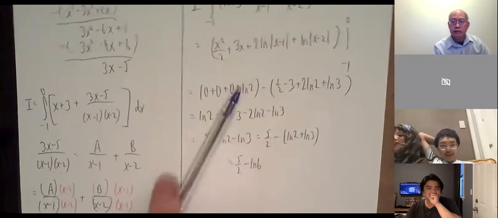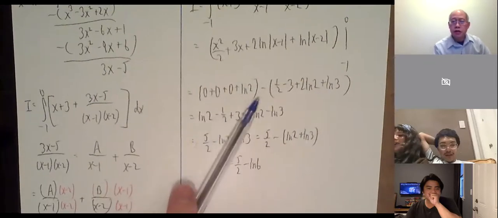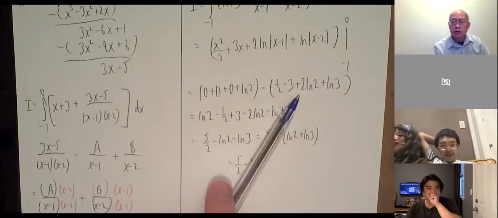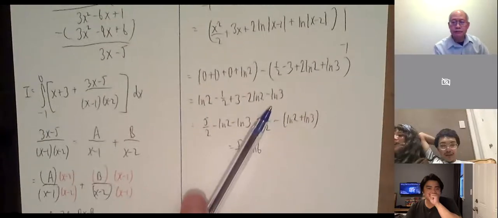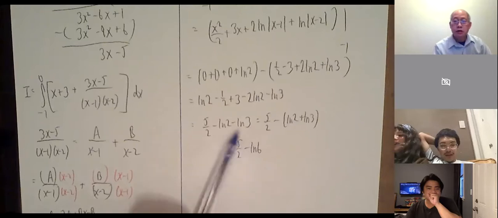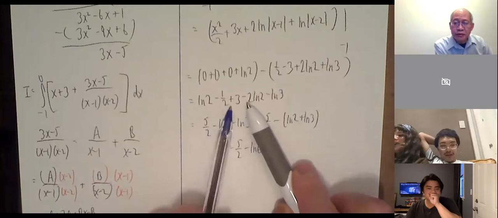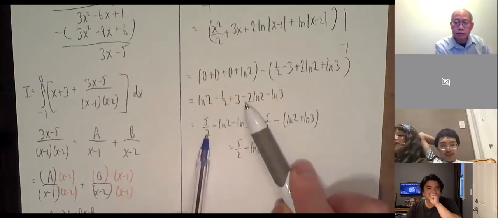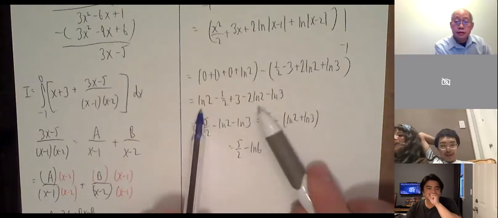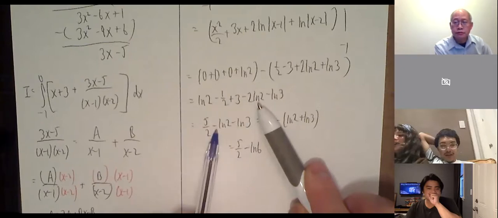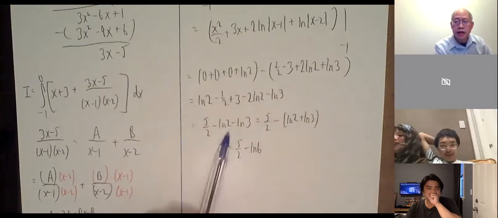Okay, so I clean it up. These are nothing. ln 2, distribute minus 1/2 plus 3 minus 2 ln 2 minus ln 3. Okay, so what did I do next? These two, negative 1/2 plus 3 is 2.5, right? 5 over 2. These two, natural log of 2 minus 2 ln 2, that's negative ln 2. That's basically 1 minus 2. And then minus ln 3.